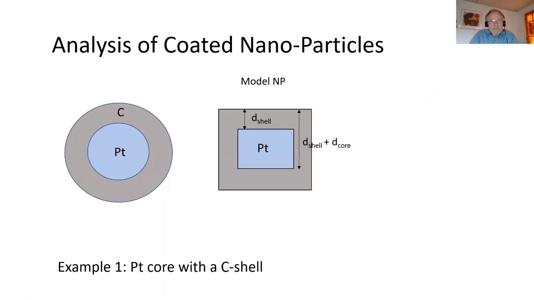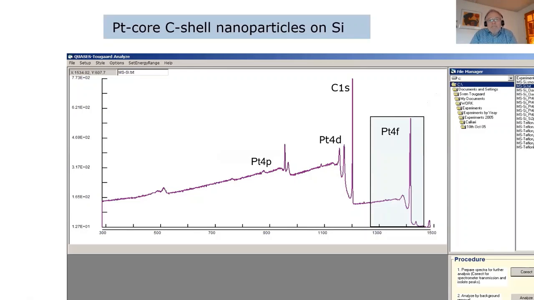Coated nanoparticles is another interesting application. So we first look at a core-shell platinum coated with carbon, and here's the XPS. What you see is we have a platinum peak here that we can use for analysis. Carbon is a little bit difficult because we have an overlap with this. It's possible to do it, but it's more complex. It can be done with the QUASES-Generate software.